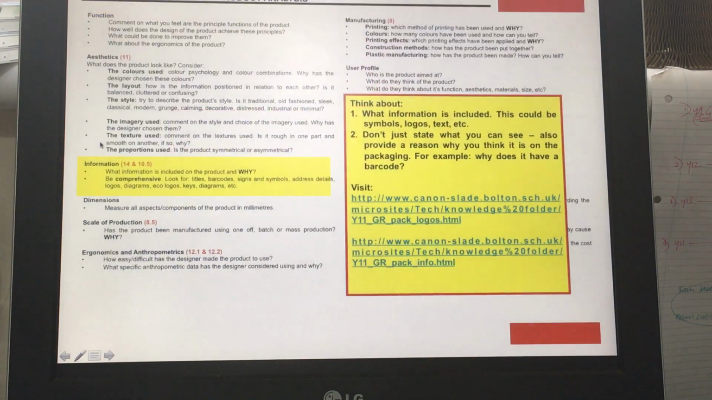And then we're going to look at information. This is any writing or logos that are on there. Try and state not just that they're on there, but why they are on there. Again, there are some links about information on packaging and packaging logos. So for instance, there'll be a barcode. Why is the barcode on there? There might be a production company on there. Why is that on there?